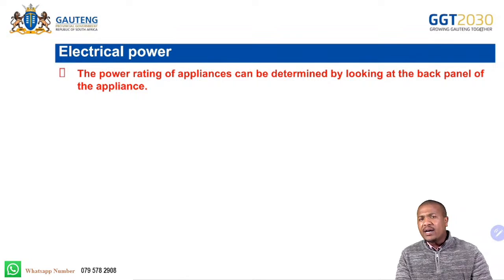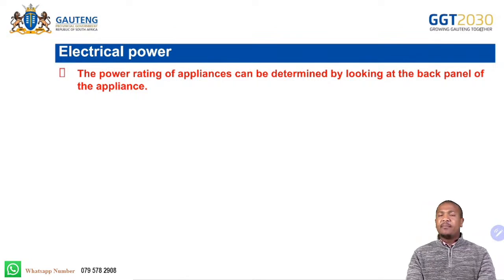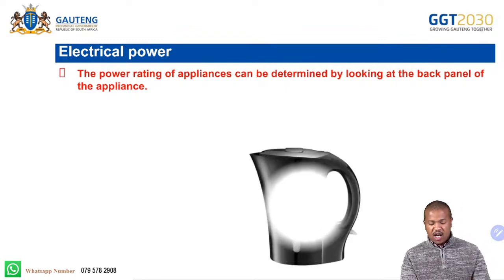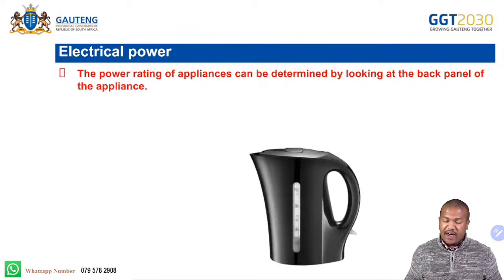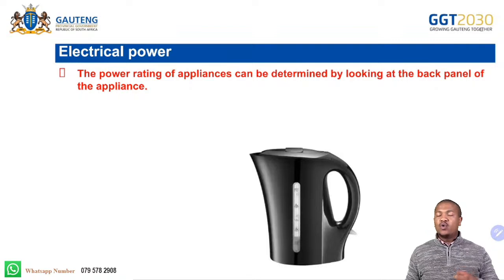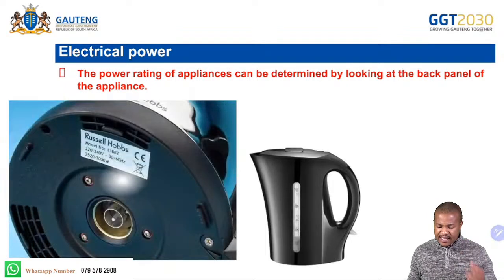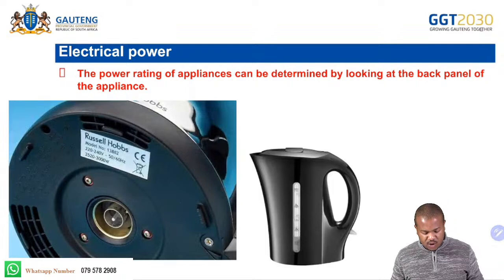The power rating of appliances can be determined by looking at the back panel of the appliance. For instance, here we have a kettle. We can look at its back panel to identify how much power it uses per second, per minute, per day, and so on. So looking at this one here.